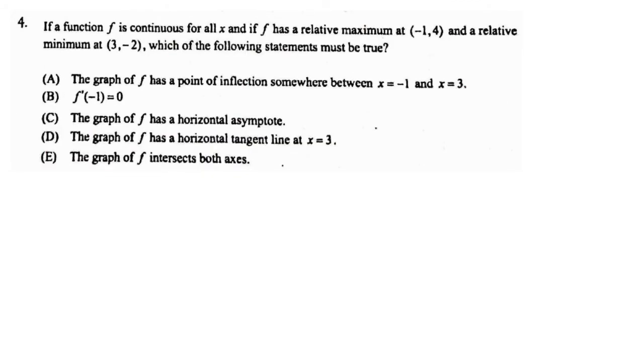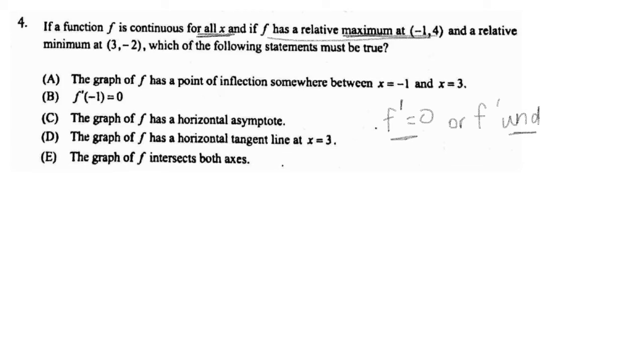Alright, so for number 4, if the function f is continuous for all x, so for every x there's a y, f has a relative maximum. So f having a relative maximum, that means f prime was equal to 0, or f prime could be undefined. So we tend to forget that. Relative maximum is just a classified critical point. So we do have to remember that means the derivative was 0 or undefined, somewhere around in there.